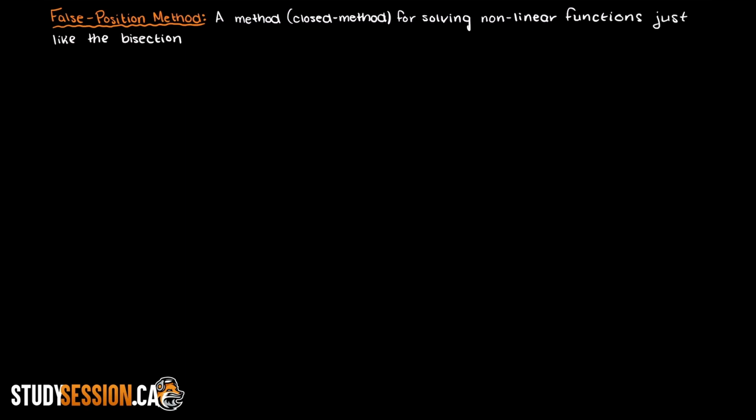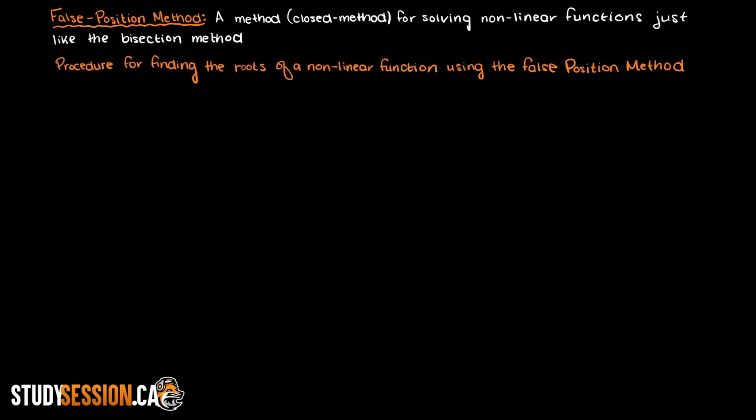The false position method is a closed, nonlinear numerical method, just like the bisection method. So, it is a way of finding the roots of a function that is nonlinear. So let's go through the steps of how to use the false position method now. Let's say that we have a function that looks like this.